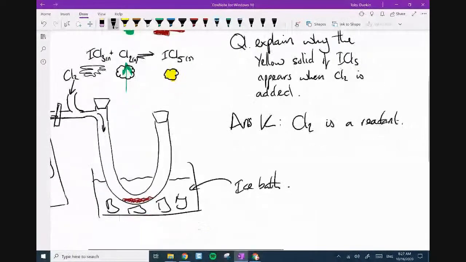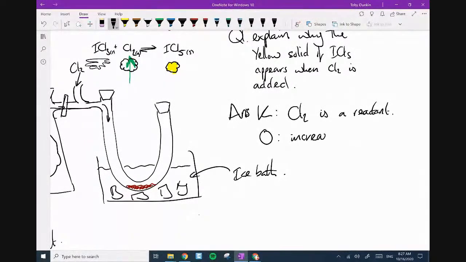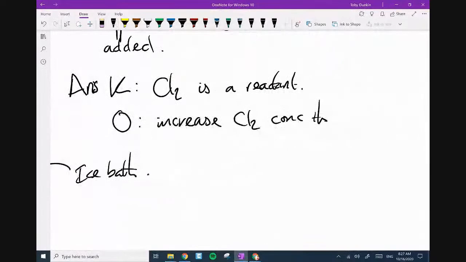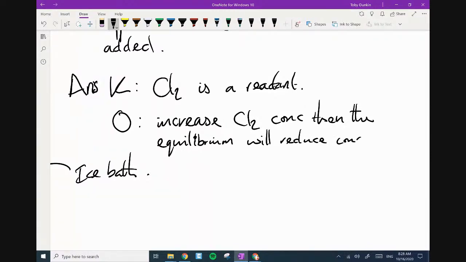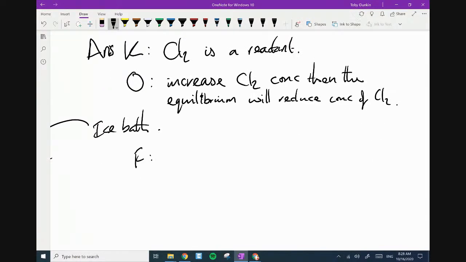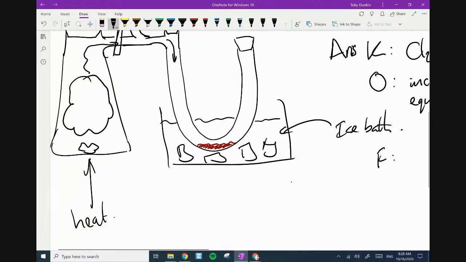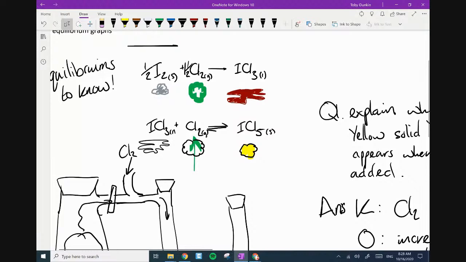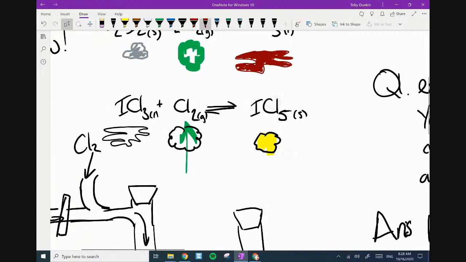So, oppose. If we increase Cl2 concentration, then the equilibrium, I'm being like I am in an exam here, will reduce concentration, reduce conc of chlorine gas. How's it going to do that? By favoring what? So hang on a minute. What's it going to favor? This is the only time you're allowed to say this. It's going to favor the forward reaction.